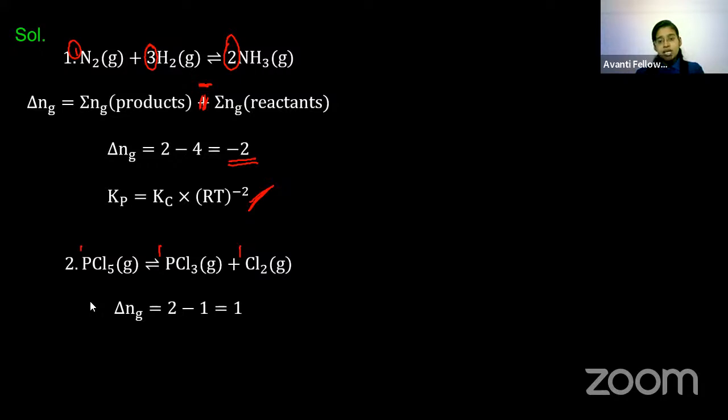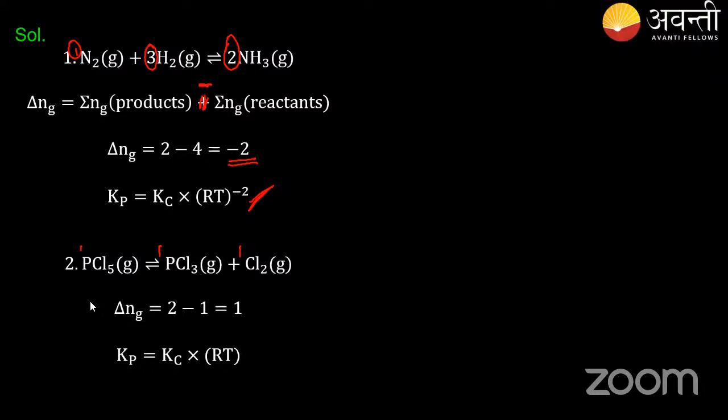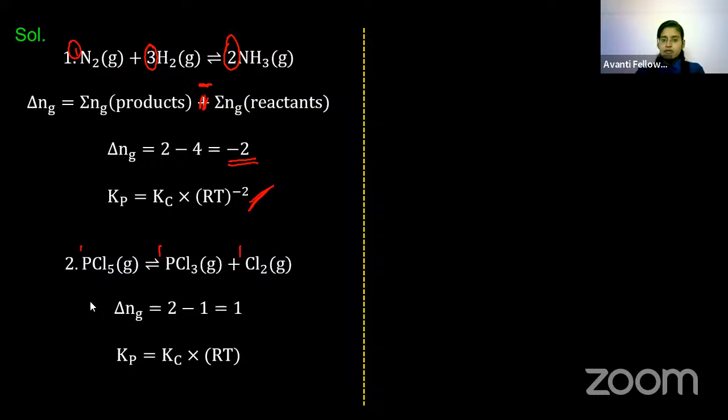What is the relationship between Kp and Kc? Kp is equal to Kc into RT power 1. Kc into RT. Yeah, very good. So try for the third one.